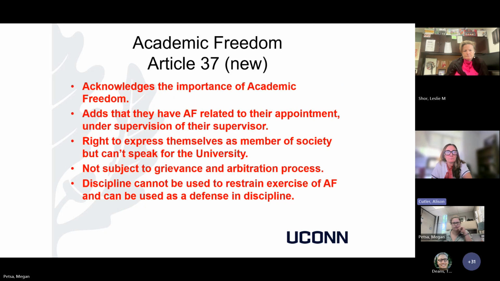Go on to the next one. Academic freedom is a new provision in the contract. It acknowledges how important academic freedom is. It adds that they have academic freedom in their appointment under the supervision of their supervisor. And they can express, this is similar to what's in the faculty contract. It's not subject to the grievance process and arbitration process, but we can't use it to discipline them. So anyway, on to the next one.